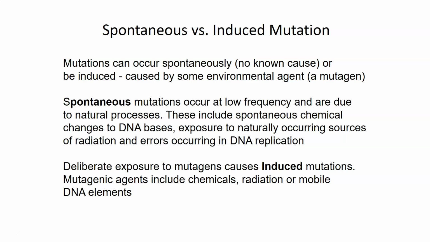So anything that elevates that spontaneous rate of mutation is classified as a mutagen. There are examples of chemicals that can act as mutagens, and also radiation, high energy radiation. And we'll talk about each of those in the second section.